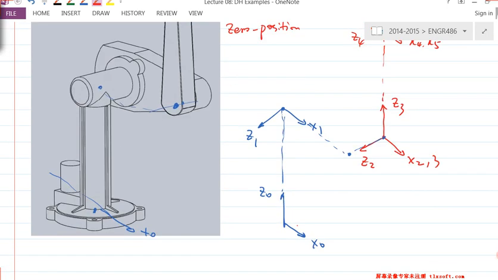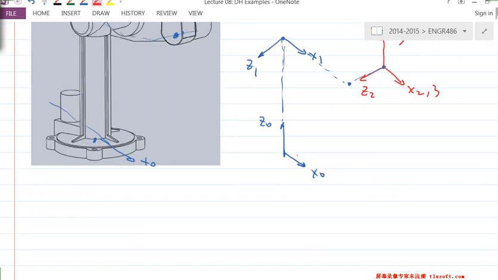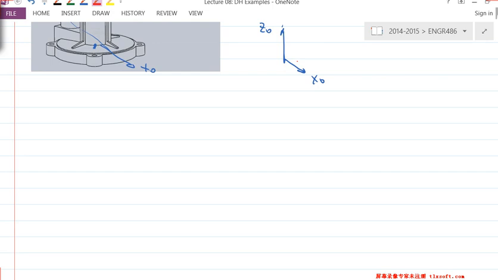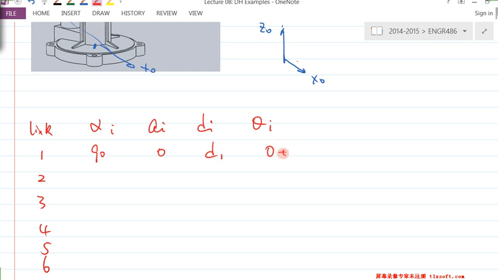So try this out. I'll put down my results here, and you can verify if you get the same thing as mine. Alpha i, a i, d i, theta i, and this is link 1, 2, 3, 4, 5, 6. Here we get 90 degrees, 0, d1, 0 plus theta 1; 0, a2, negative d2, 0; negative 90, 0, 0, 0; 90, negative 90, 0.